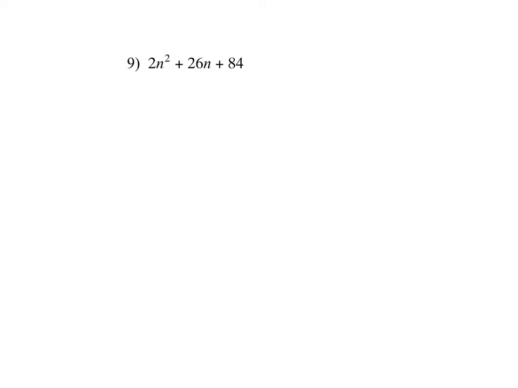Again, I'm going to start by factoring out my common factor, which is 2. So n squared plus 13n plus 42. And now I can factor that. So I have n plus 6, n plus 7. 6 times 7 is 42. 6 plus 7 is 13.